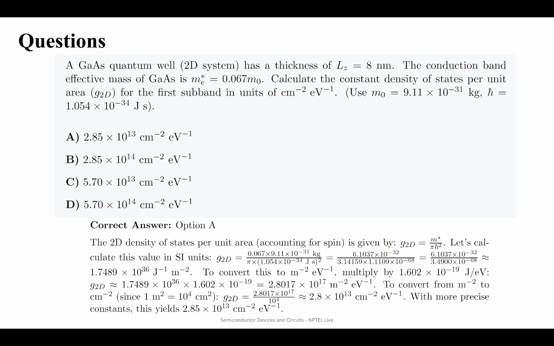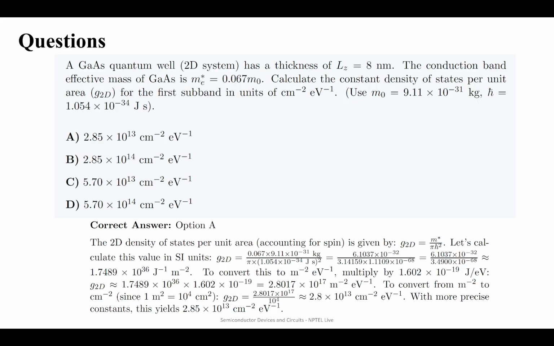The correct answer is option A. So the 2D density of states per unit area is given by g2D equals m* over pi h-bar squared. If we put all these values in, m* is given as 0.067 m0, we know pi, and h-bar is given as 1.054.